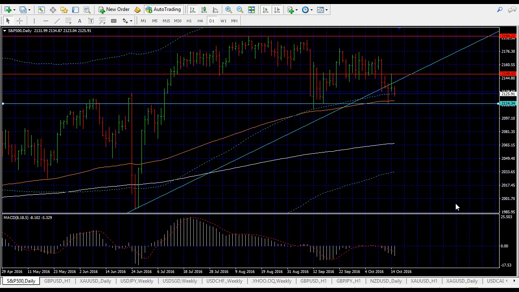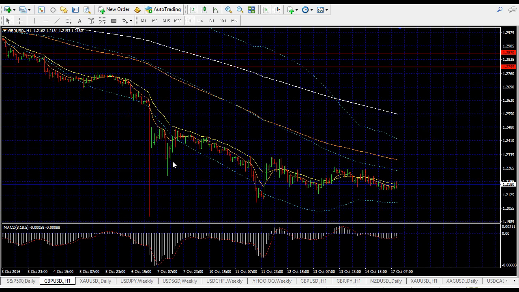Alright, so this is my take on the S&P and the overall USD pairs and the stock market itself, right? So the next pair is the GBP/USD. This is one we talked about last week. Here was the flash crash as a whole, right? And this was a big spike down, 600 pips in one bar. After that, it retraced back up.